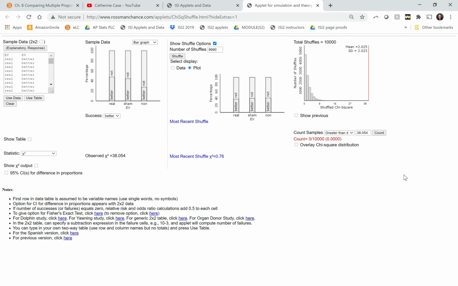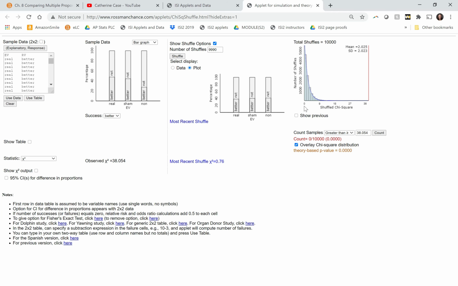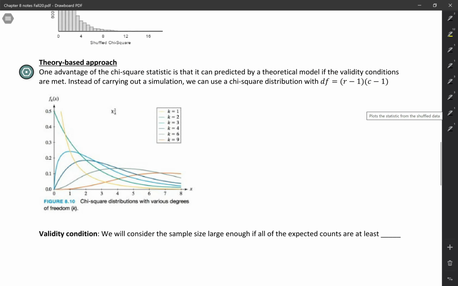But if you didn't want to do the simulation, you could also use a theory-based approach, assuming that certain conditions are met. So if I click Overlay chi-squared distribution, you can see that this pretty much goes along with the values that we got when we just shuffled and dealt. So this is giving us a theoretical model for our null distribution. So a nice thing about the chi-square statistic is that it can be predicted by a theoretical model, assuming that validity conditions are met. So instead of carrying out a simulation, we can use a chi-square distribution with certain degrees of freedom. So remember, there's different versions of the chi-square distribution depending on your degrees of freedom.